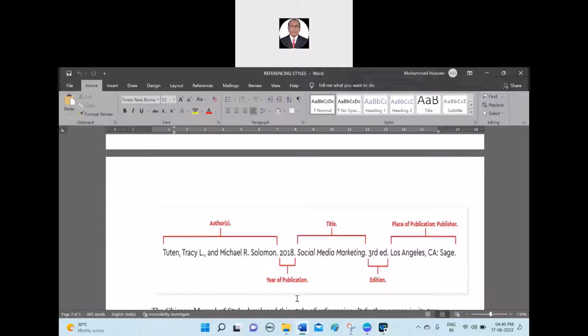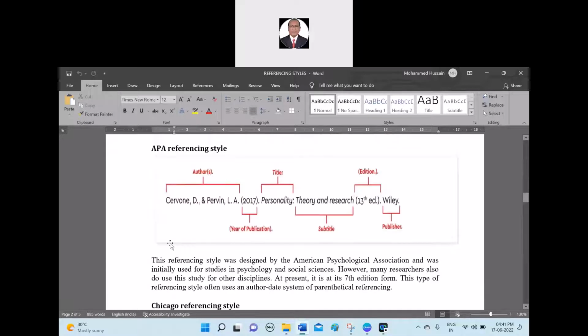So here, 210 is only one author name, Tracy L. Actually, for Tracy L, the surname will come first here, and hence we can make it in that style. And see, there the ampersand is there. Where did we use the ampersand? In the upper style, here we used the ampersand.